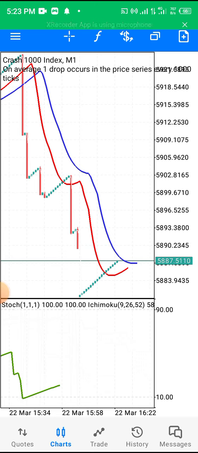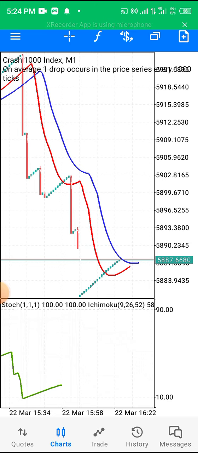So now we'll be buying Crash 1000, and we are just waiting for our indicators to give us the go ahead to make the trade, because when we want to scalp like this, you don't just rush into the trade and start buying. You have to wait for the settings to all be in place to give you the go ahead to make those trades.